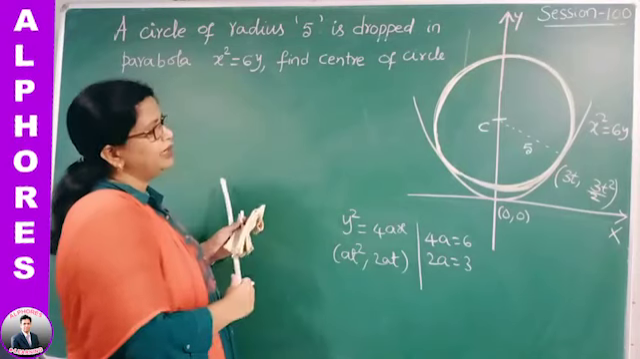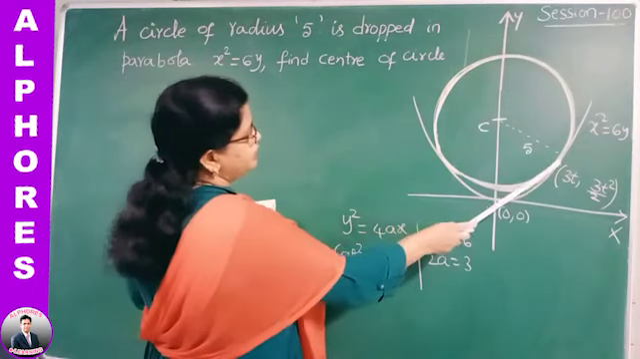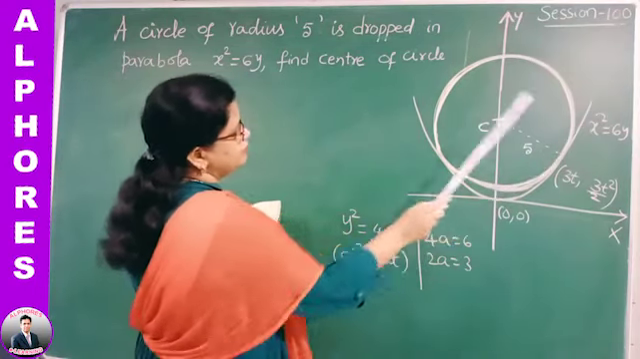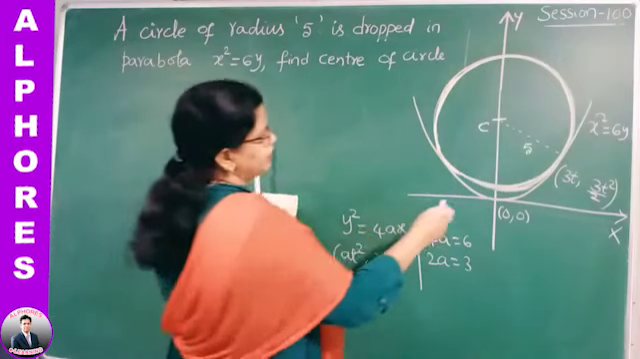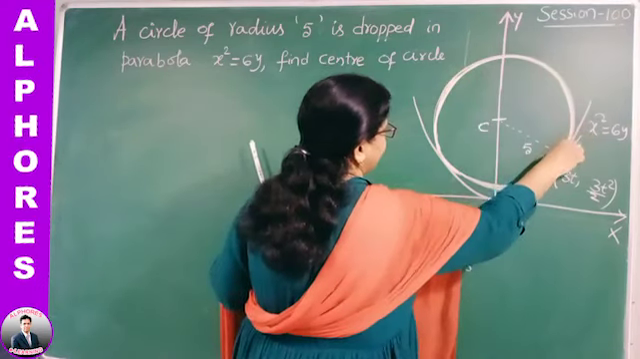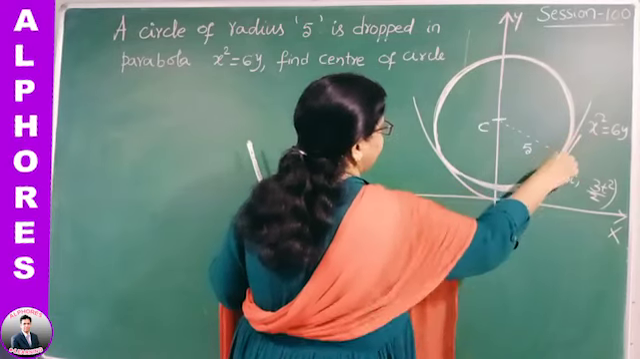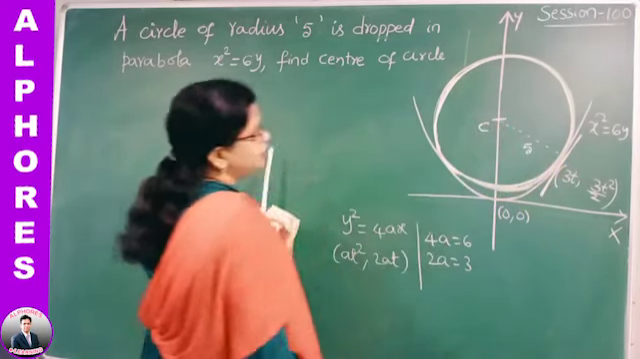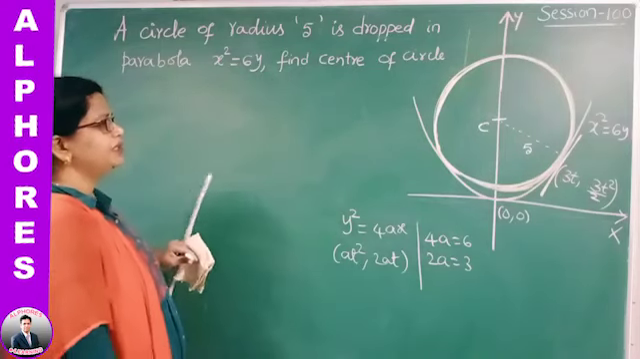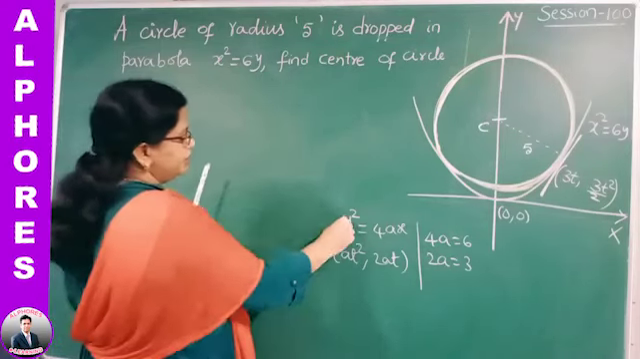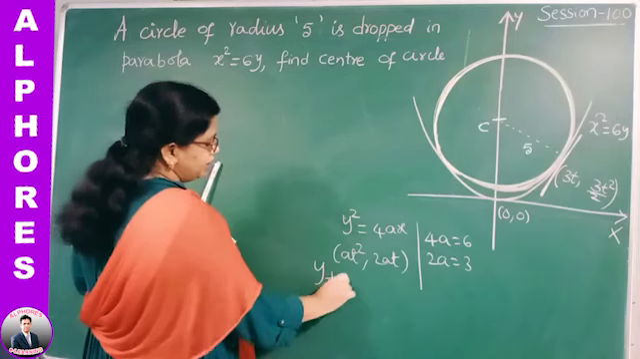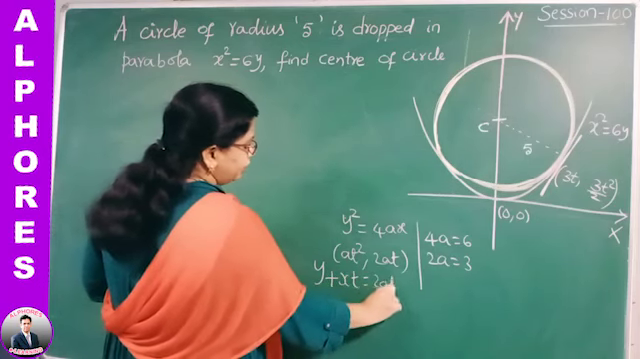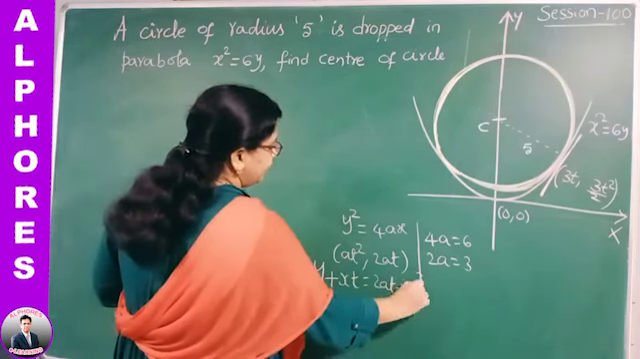Now from that point, if you take the tangent here, because they must touch here, whenever these two are touching each other, then whatever normal you are drawing, exactly that normal has to pass through the center of the circle. So what is the normal equation? To this parabola, the normal equation is y plus xt equal to 2at plus at³, right?